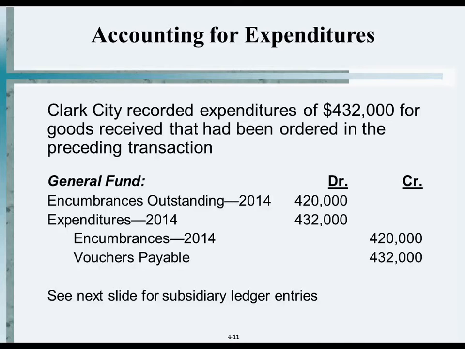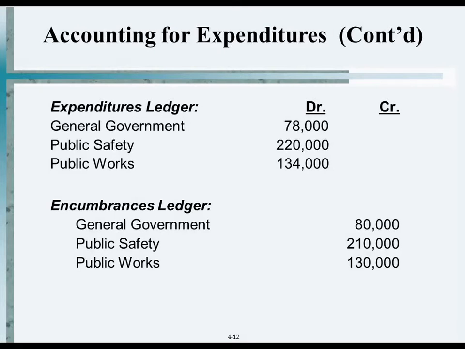Okay. And this payable could as well be cash, right? But here it's a payable, all right? Expenditure, so you've got to understand this journal entry. We'll talk about inventory later. And this is the expenditure ledger and encumbrance ledger.